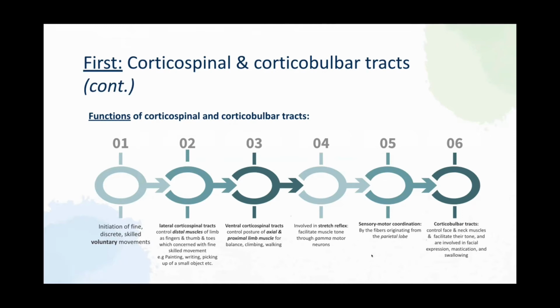Corticobulbar tract controls the face, neck muscles and facilitates their tone and is involved with the facial expression, mastication and swallowing. Do you know what mastication is? Yes, mastication is chewing. فالcorticobulbar tract زي ما قلنا قبل إنه it's concerned with the cranial nerves. We'll say cranial nerves هي nerves that control these things اللي هي facial expression, mastication and swallowing. But that's the tracts that are concerned with these things.